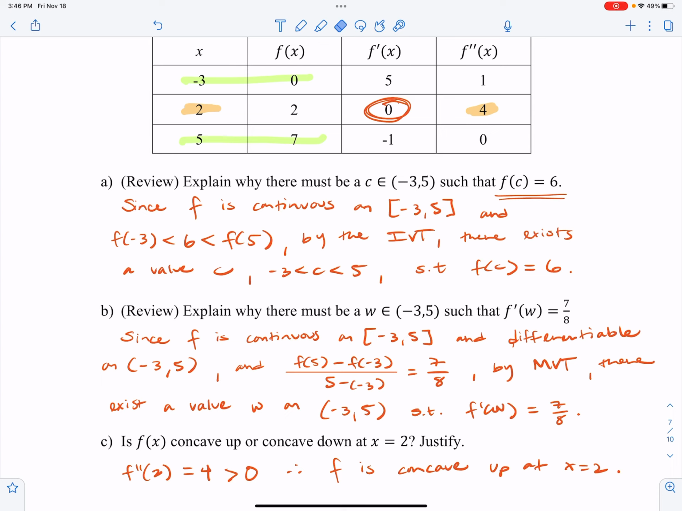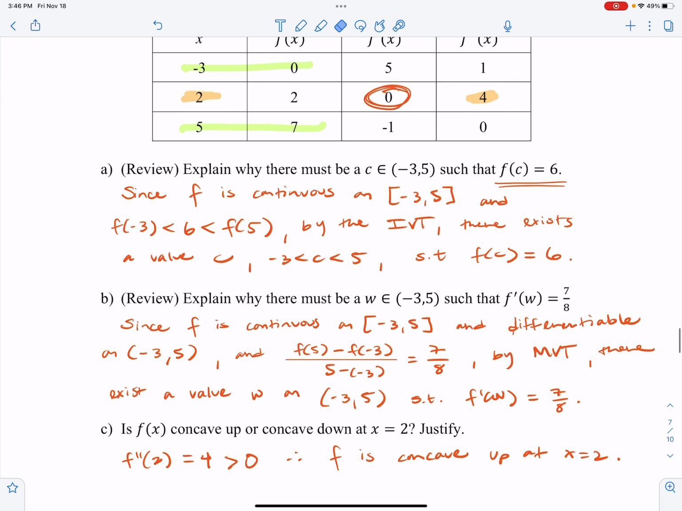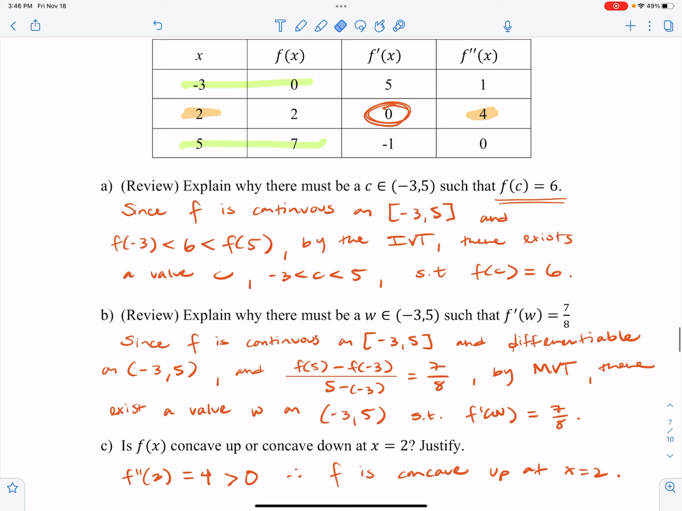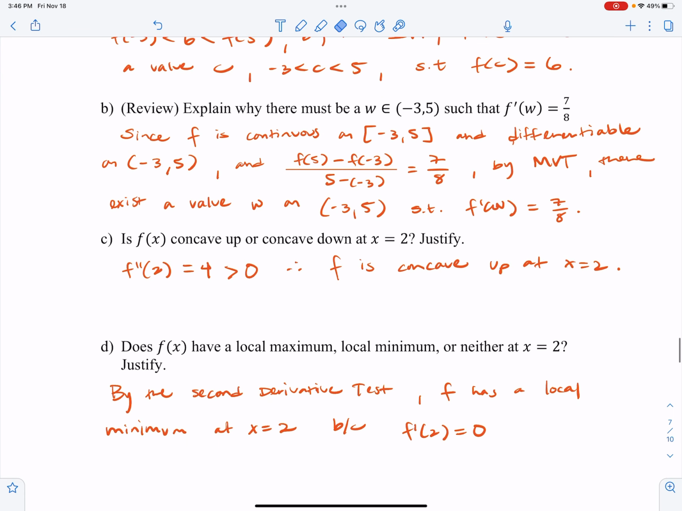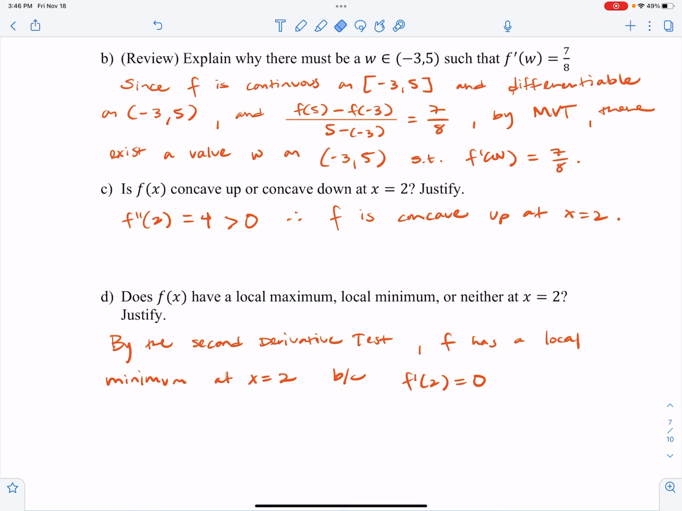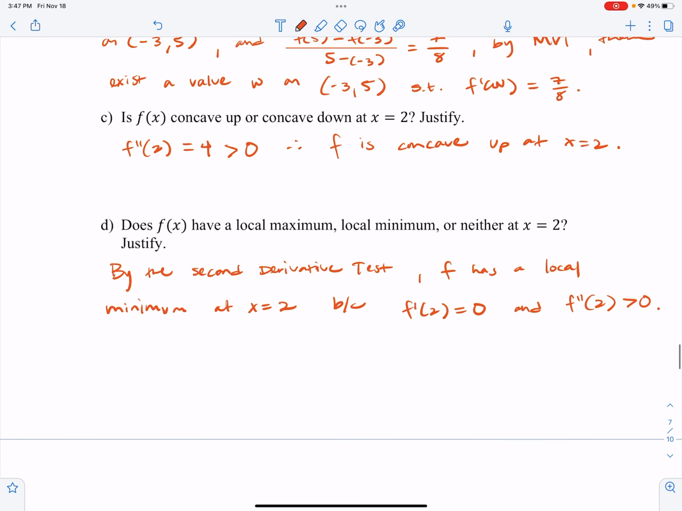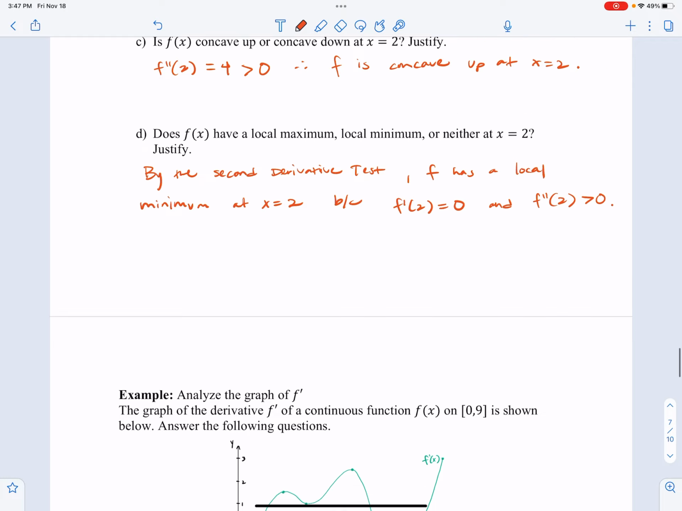So since 2 is a critical number and f double prime of 2 is positive, that means that 2 is on an interval that is concave up, looks like a cup, and therefore 2 would end up being the low point on that interval. So because f prime of 2 is equal to 0, that just states that 2 is a critical number, and because f double prime of 2 is positive, that's how we know that f has a local minimum at x equals 2. Okay, so that was interpreting a table.